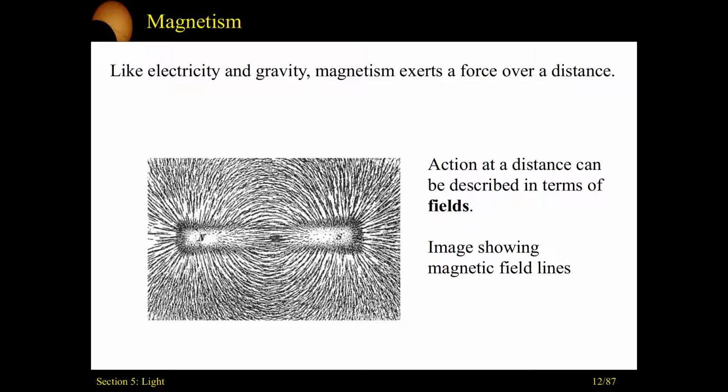Another thing you can do is visualize the magnetic fields. So here's our magnet, and you can see a north and a south pole. And if we were to sprinkle iron filings over this magnet, the iron would line up in the shape of these magnetic fields.